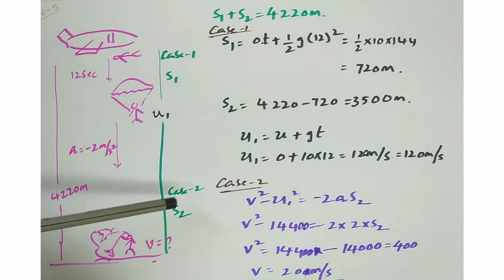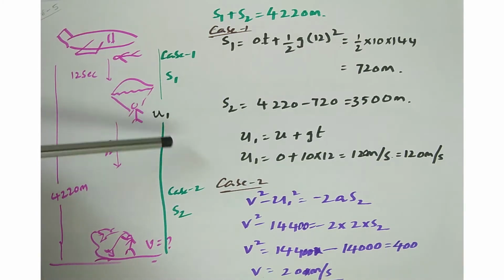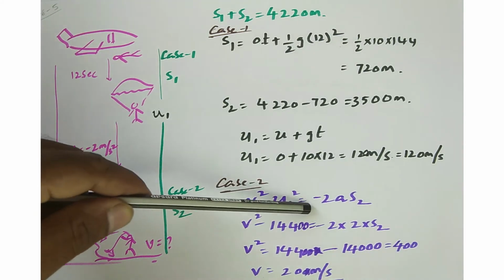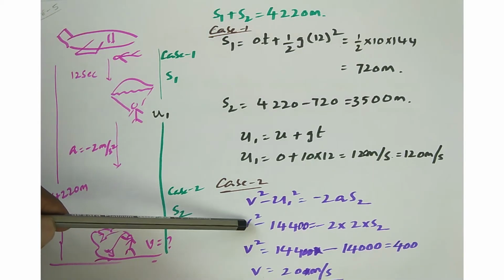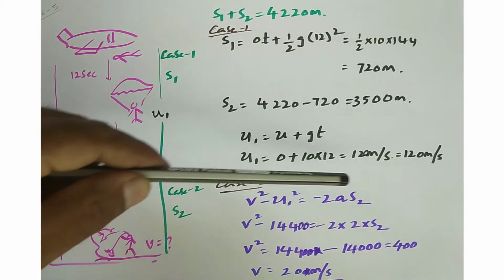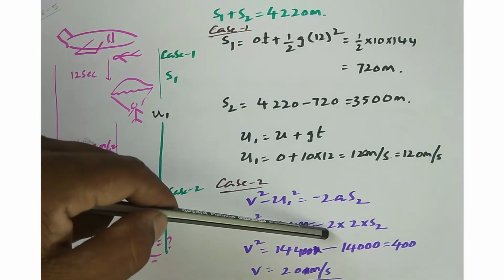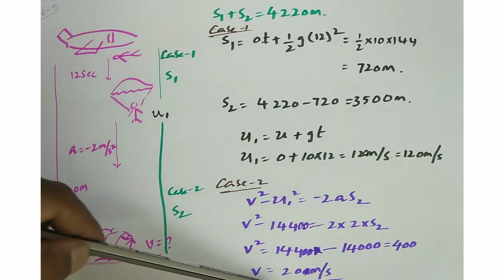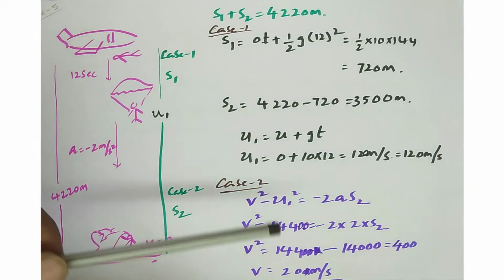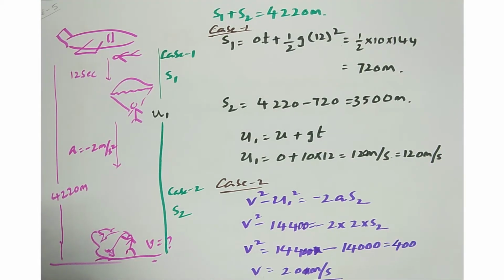Now in case 2, as I have used, v squared minus u1 squared equals minus 2a into s2, as it is decelerated. Upon simplifying, substituting them, v squared minus u1 squared, which is 120 whole squared, is equal to minus 2 into a, means 2 into s2. I got v is equal to this answer, 20 meters per second.